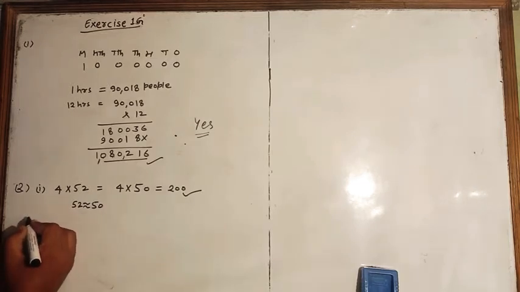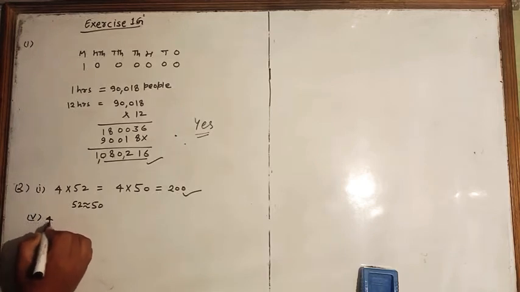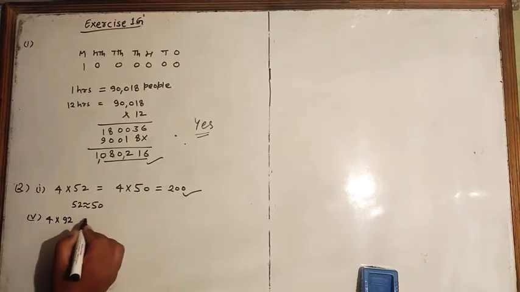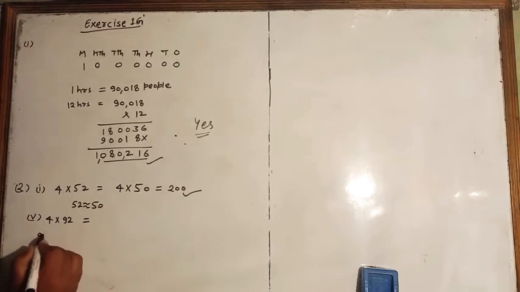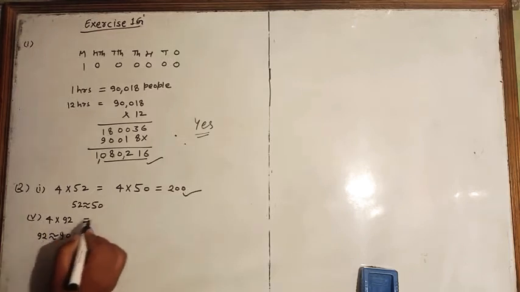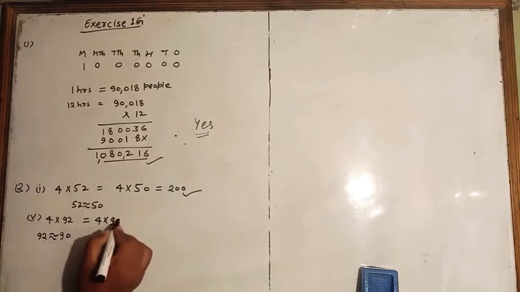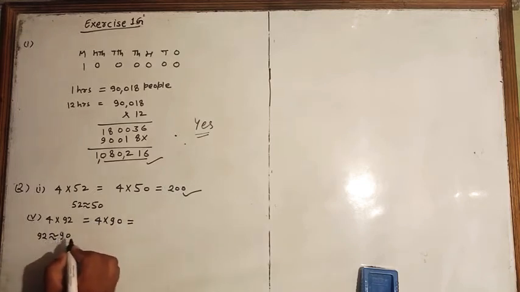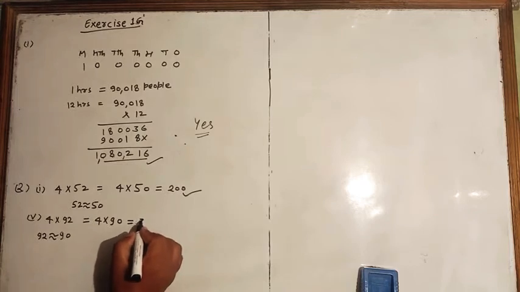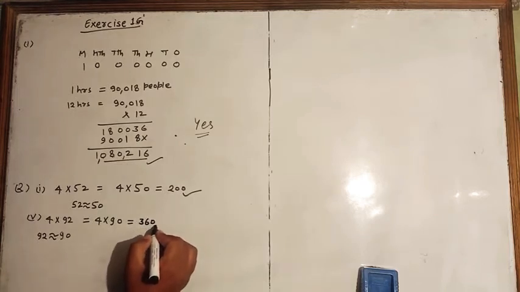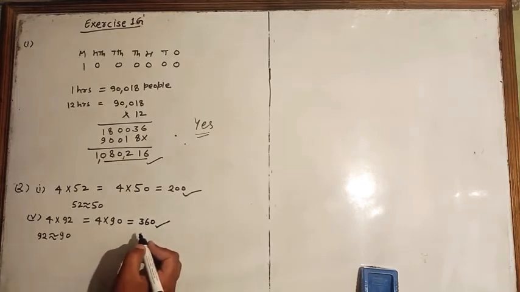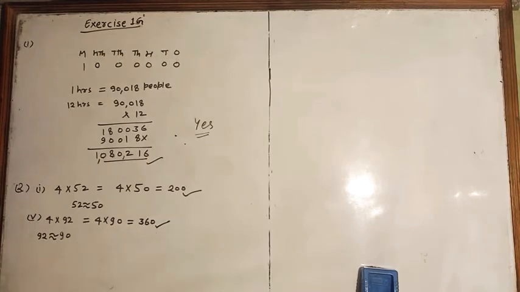Same way you can do the fifth part also. That is 4 into 92. Again, you know that 92 can be estimated as 90 to the nearest 10. So it will be 4 into 90. 4 nines are 36, and you will write 0. So 360 will be the correct answer. That third option, 360, will be the correct answer. In the same way you can do the other parts also.